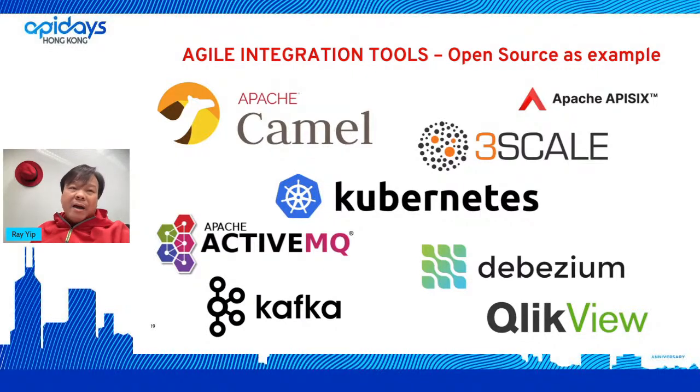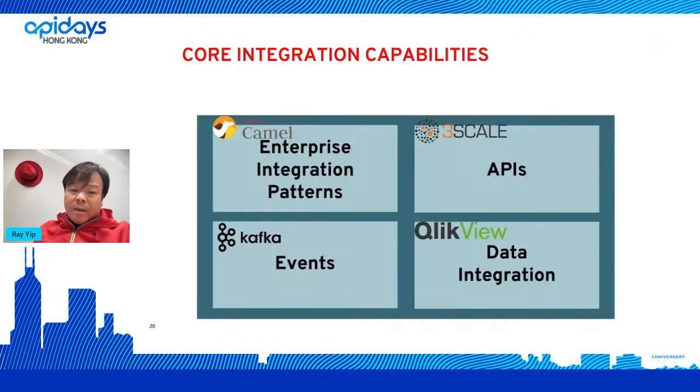At the center, you have small teams doing small developments using containers, and you have to use container orchestration as the infrastructure. I think everyone knows this is Kubernetes. So as I mentioned, for the core integration capability, you can use whatever, as long as you can cover the four sections. For example, complying with enterprise integration patterns, say Camel. The API gateway, say for example 3scale, the event-driven, Kafka, and finally the data integration, Quickview.